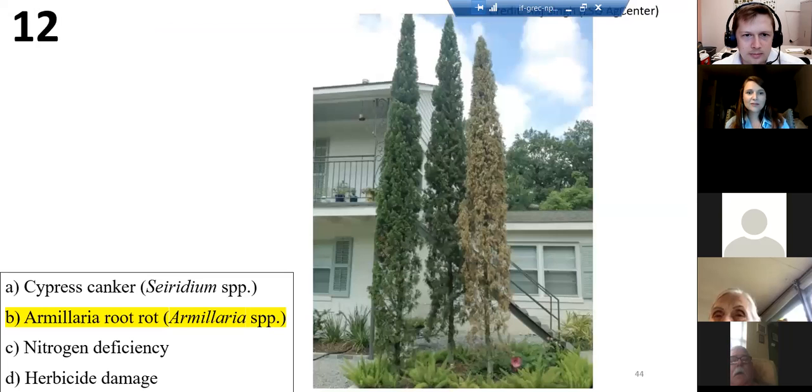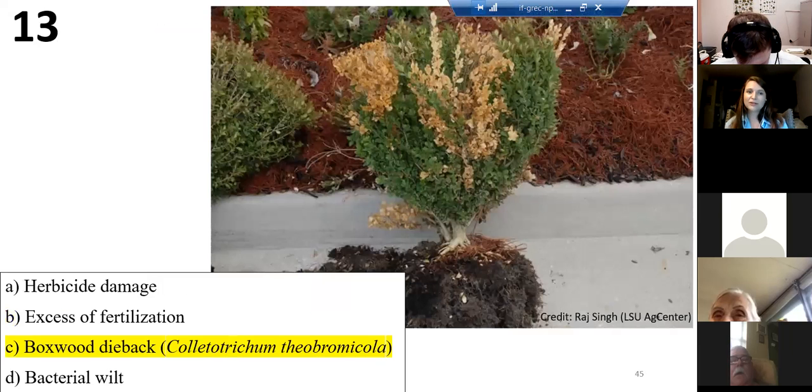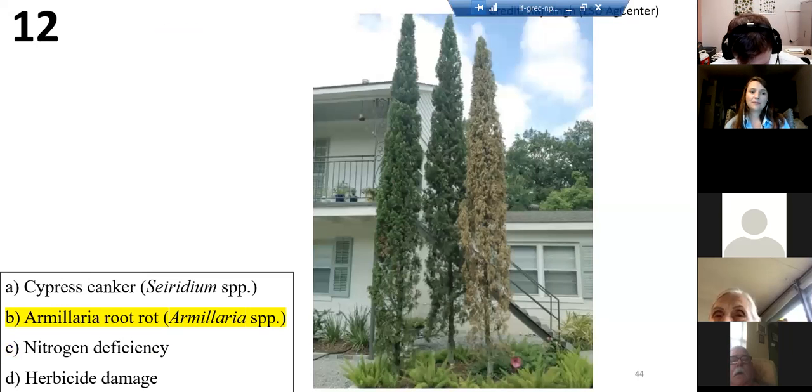Next one, number 12. That was a tricky one. We got a lot of cypress canker. 63% for cypress canker and 25% for armillaria, and a few did the herbicide damage. So I have that being too. So let's see here.